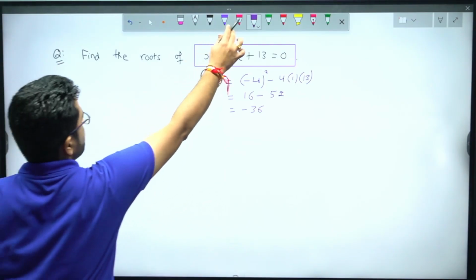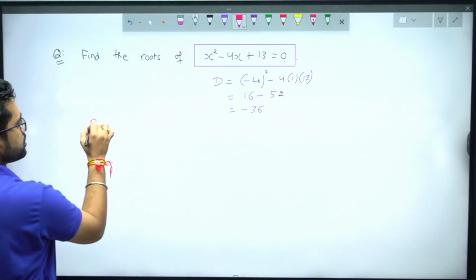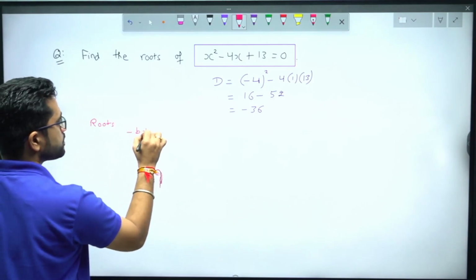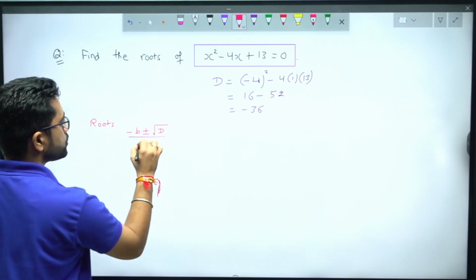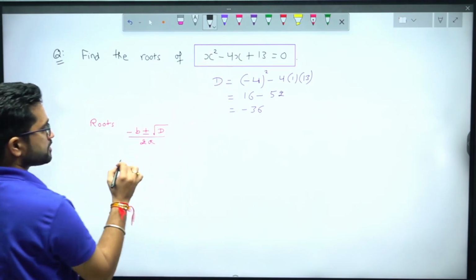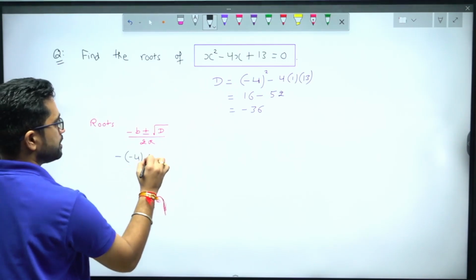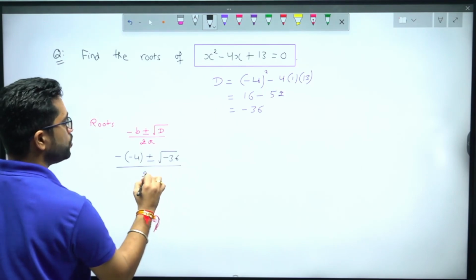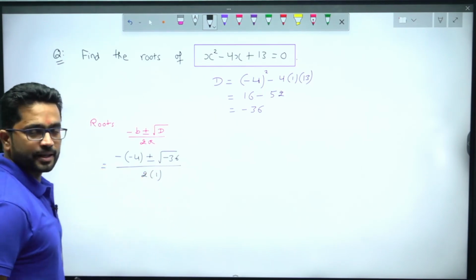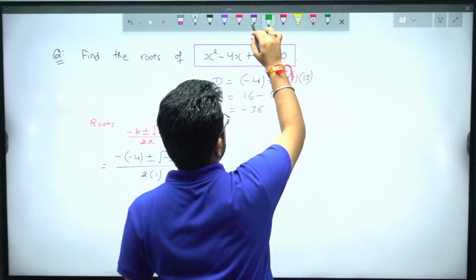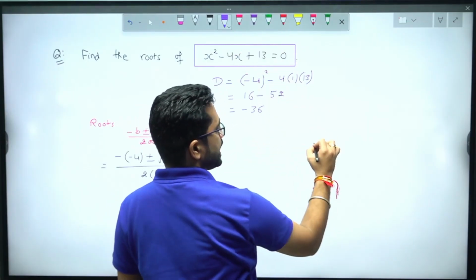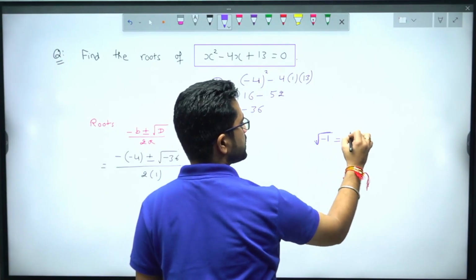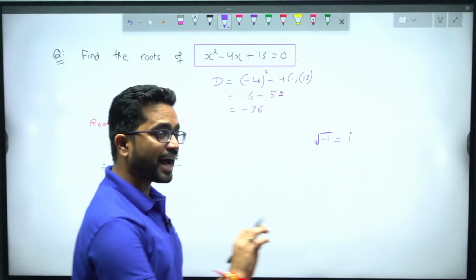Now let me draft those roots. How will I write those roots? The roots are to be written as minus b plus minus root D by 2a. So it comes out to be minus of minus 4 plus minus root of minus 36 by 2 into 1. Now, there is one more thing. In the previous discussion, I declared one quantity: under root of minus 1 is to be labeled as iota.